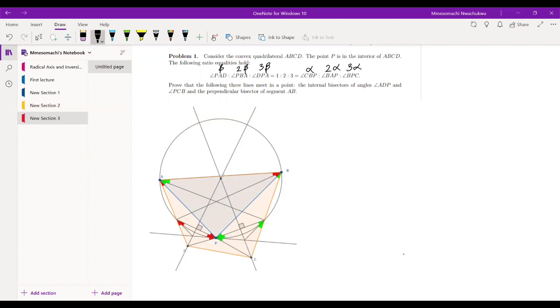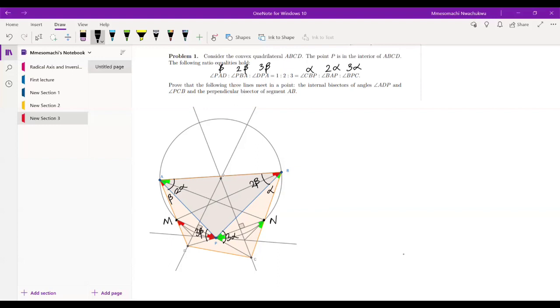Okay. So angle CBP. So this will be alpha, and this will be 2 alpha, and this will be 3 alpha, and this will be 2 beta, this will be beta, and this will be 3 beta. Okay. So now we bring in some points. So let's call this point N, and let's call this point M.